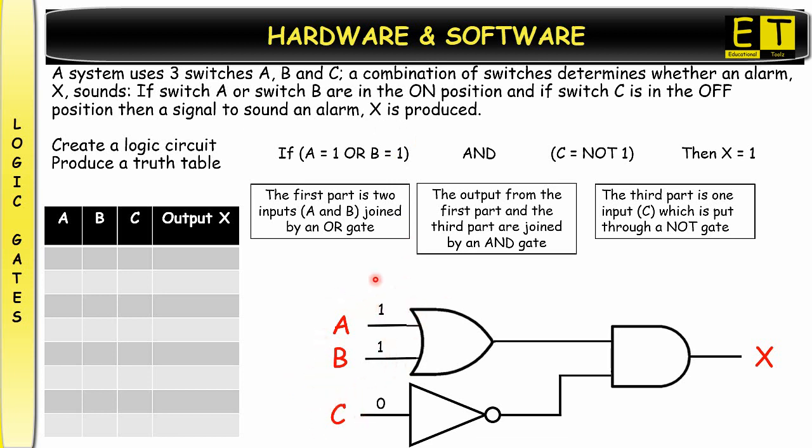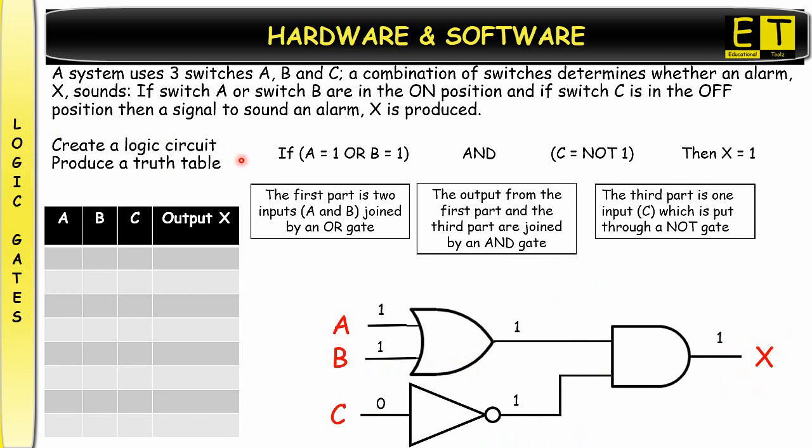So the output from the OR gate would be 1. The output from the NOT gate would be 1 also, as it's the opposite of what goes in. In order for the AND gate to be 1, both of its inputs need to be 1. There you have it, the first part has been successfully completed.